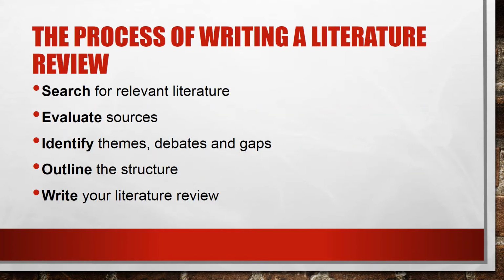There are 5 main steps in the process of writing a literature review. 1. Search for relevant literature. 2. Evaluate sources. 3. Identify themes, debates and gaps. 4. Outline the structure. 5. Write your literature review. We will discuss more detail in the next slide.